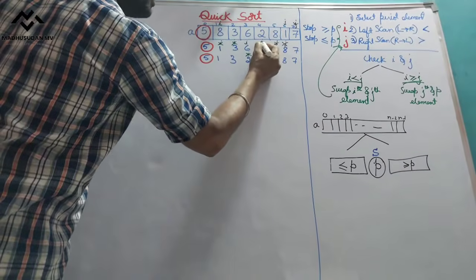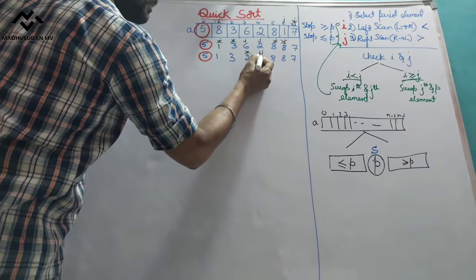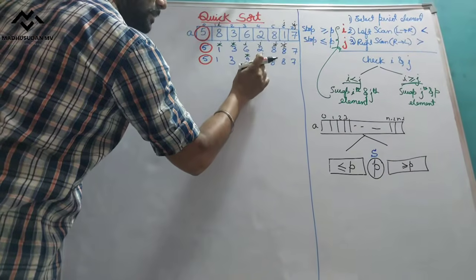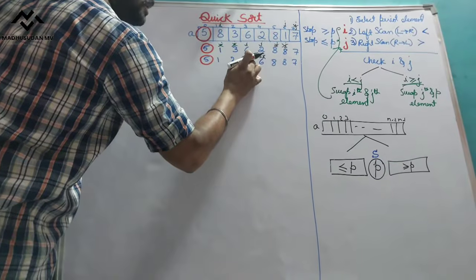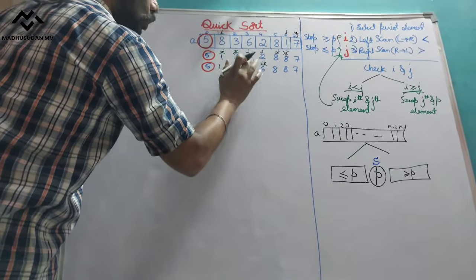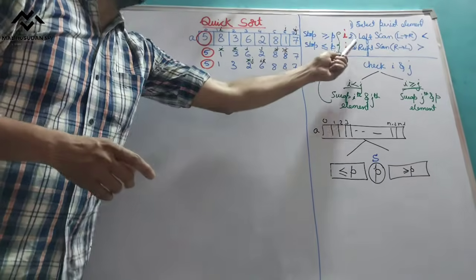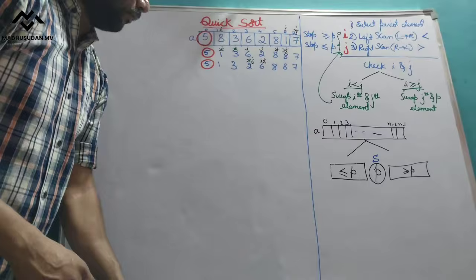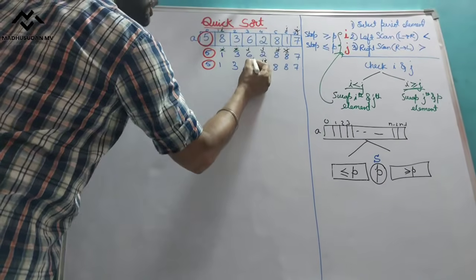Right scan, earlier I stopped here, so again from there I will continue. Now is the jth element greater? Yes, the jth element is greater than the pivot element. Continue. So j comes here. Now is the jth element greater than the pivot element? No, I stopped here. After stopping both scans, what you have to do? Check i and j. Now if you see, i value is 4, j value is 3.